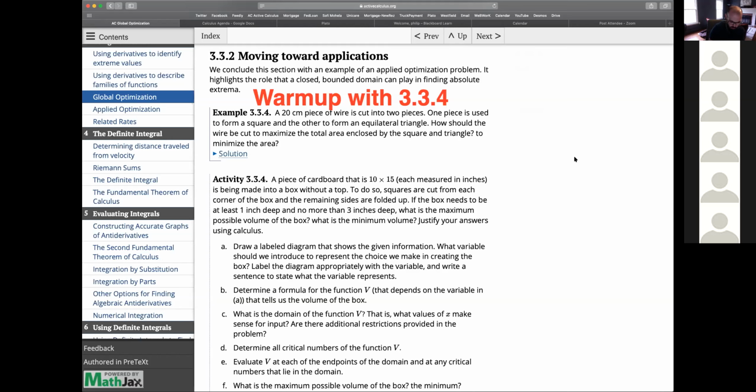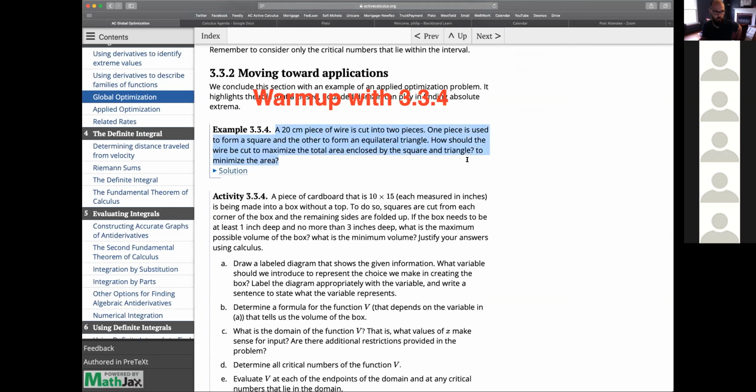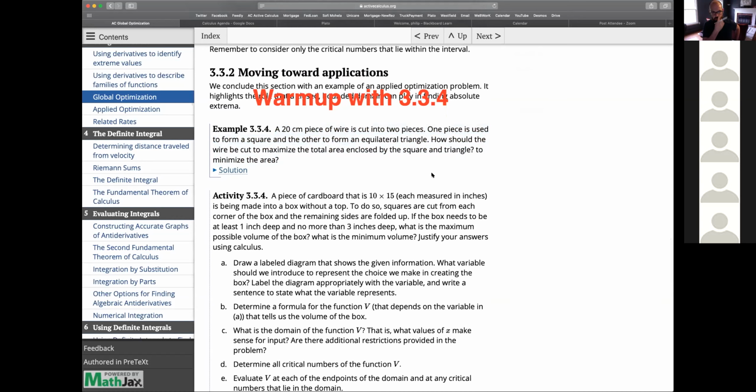So step one, we want to gather all the information that we have from a problem like this. We have a 20 centimeter piece of wire that is cut into two pieces. We're going to make a square and a triangle, and we want to either maximize or minimize the area of these objects. Let me bring up our Blackboard so we can start to record some of this information.